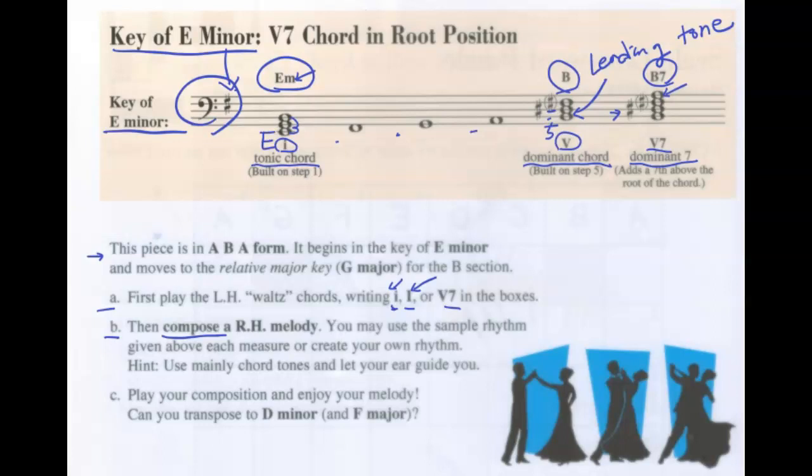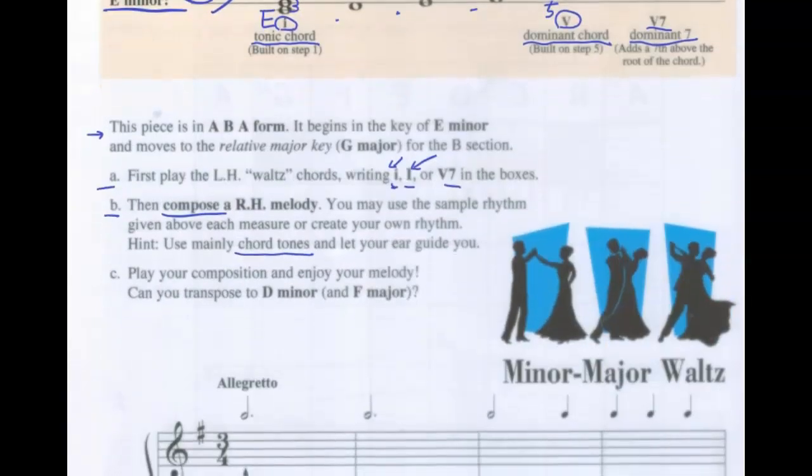Next, composition: a right-hand melody. You may use the sample rhythm given above each measure or create your own rhythm. Hint: use mainly chord tones and let your ear guide you. We talked about chord tones briefly in the previous videos. Chord tone means just the notes that are included in the chord. And then finally, we'll play your composition and enjoy your melody.